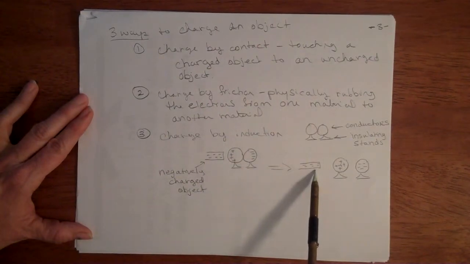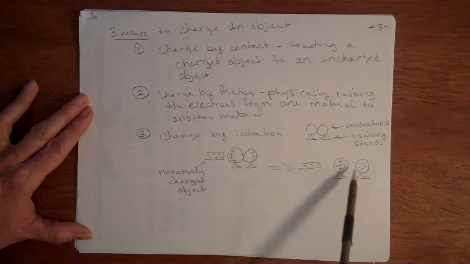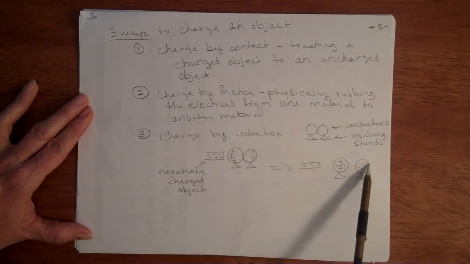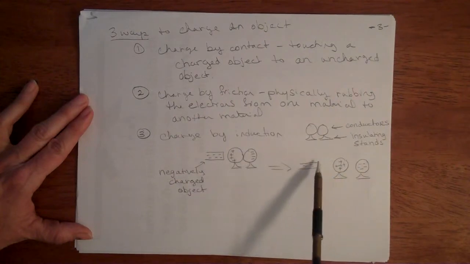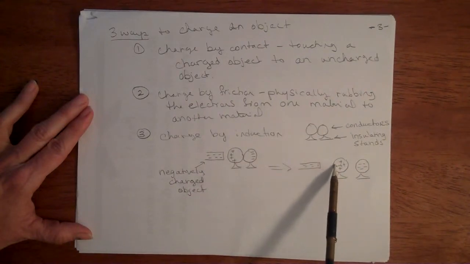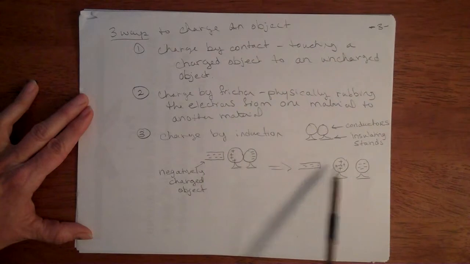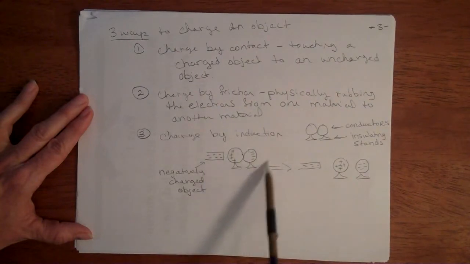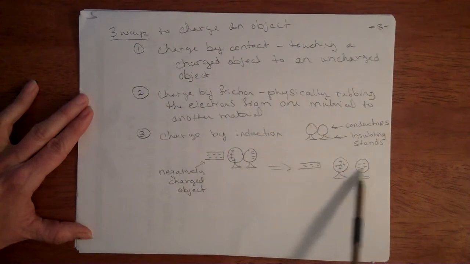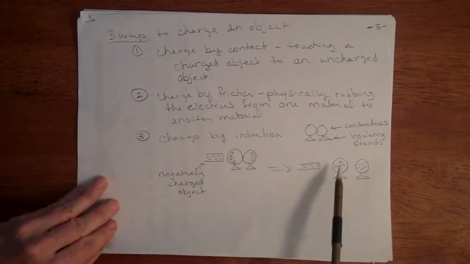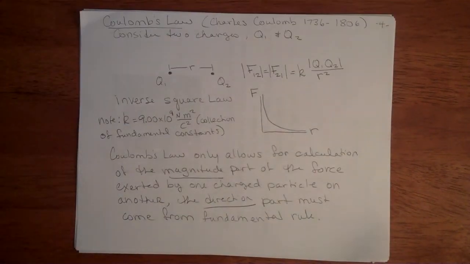If you keep the negatively charged object in the presence of these two balls and separate them, then you have now two charged objects. Notice that nothing charged touched either of these objects. It just simply induced a separation of charge, and then you remove the physical contact between the two objects, and now you have two charged objects.